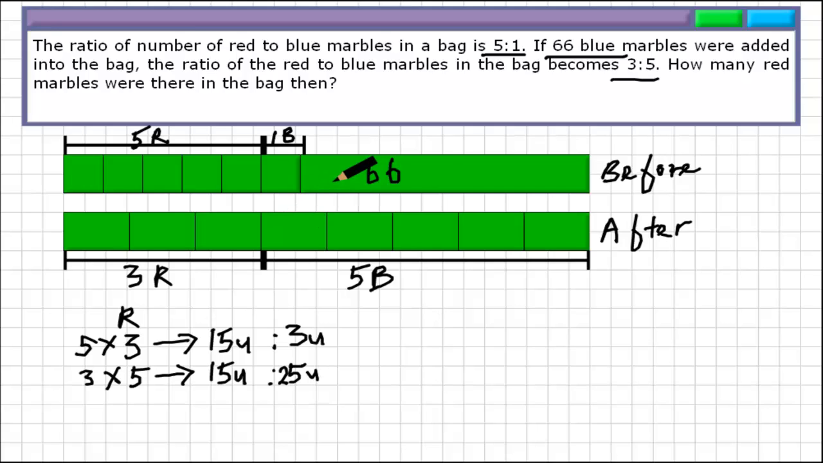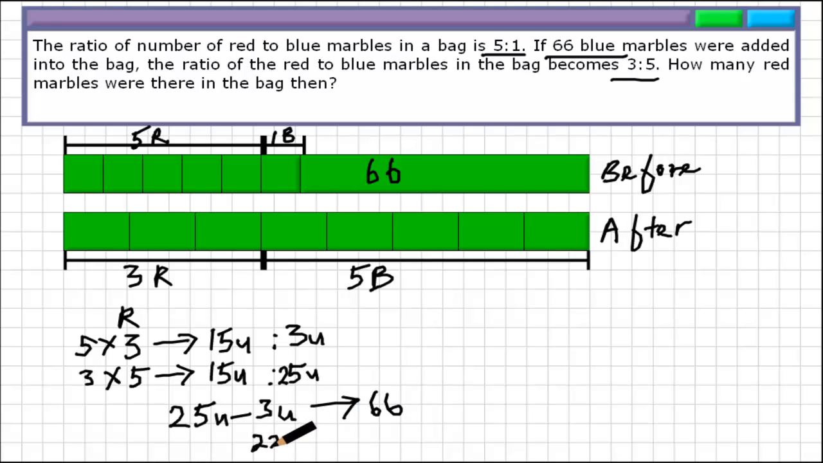Only now can we compare the before model and after model and try to find the relationship between 66 and the number of parts. Okay, to do that, we take the blue portion of the model and compare them. So we take the blue portion of the after model and minus the blue portion of the before model, and we will get the relationship that we want. So by that I mean we take 25U minus 3U, and we get 66.